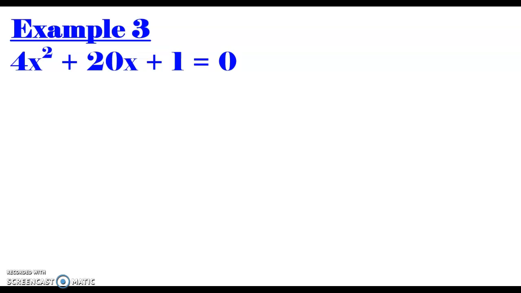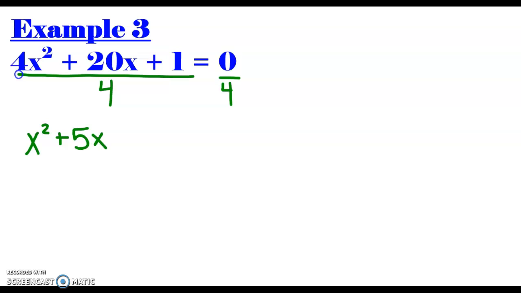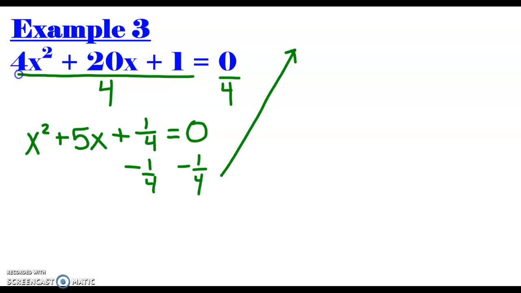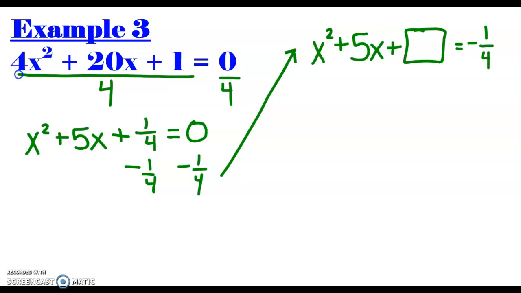Let's look at one more. Same game. A has to be 1, not 4. So I could start by dividing everything by 4. Then I'm looking at x squared plus 5x plus 1/4 equals 0. Move the 1/4 out of the way. I'm looking at x squared plus 5x plus, save a seat for magical c, equals negative 1/4.